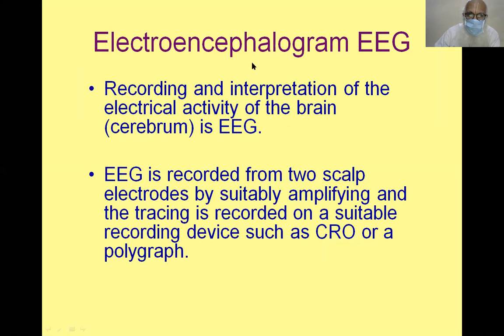So these are the definitions of electroencephalogram, EEG: recording and interpretation, both, of the electrical activity of the brain, particularly recorded by at least 2 scalp electrodes, the amplifier, then a tracing is recorded on a suitable recording device. Usually it may be a cathode ray oscilloscope or a paper writing machine.